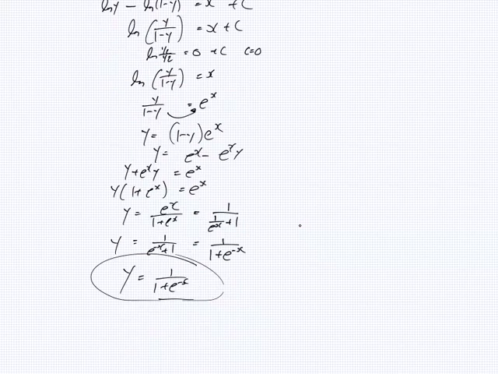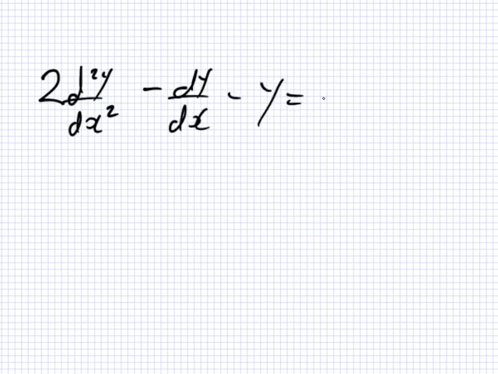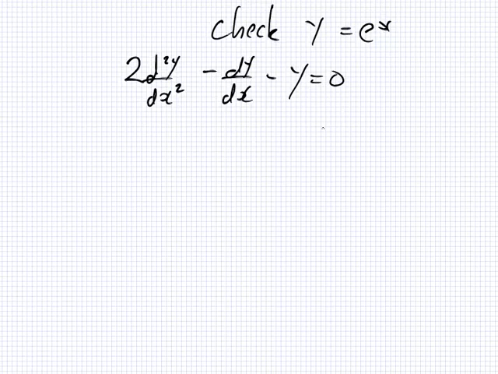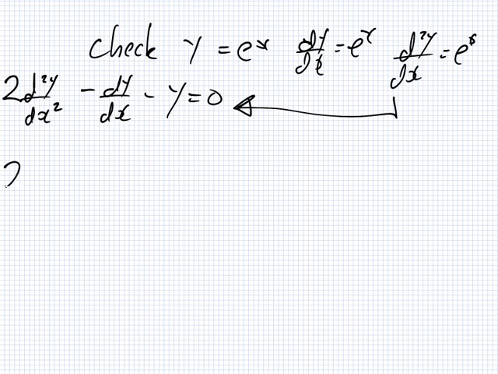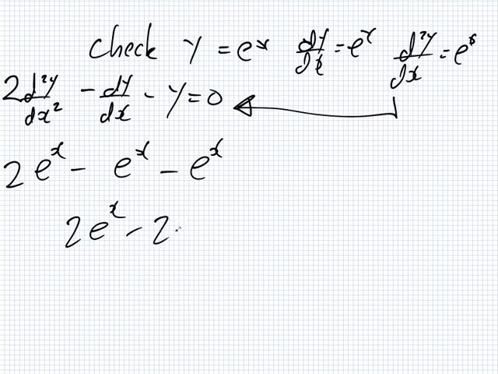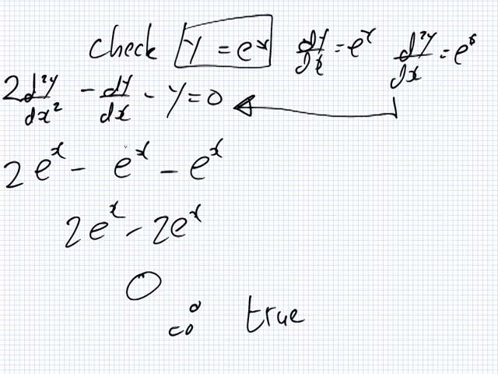So let me write it down. What is the equation here? 2, what was it? d2y dx squared minus dy over dx minus 1 equals 0. And you're told to check y equals e^x. Now, if y equals e^x, then what does dy/dx equal? e^x. And again? e^x again. So if you take those three and put them in here, you get 2e^x minus e^x minus e^x, which is 2e^x minus 2e^x, which is indeed 0. So therefore it's true that this is the answer to this equation.